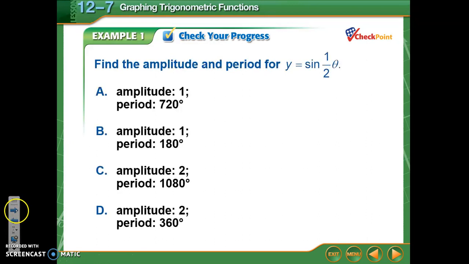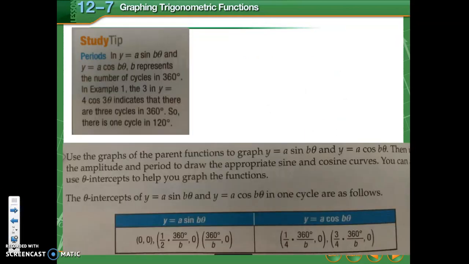So you guys try that same idea here. All right, your answer should have been A. Again, my A value is 1 here, so the amplitude is 1. My period comes from doing 360 degrees divided by 1/2, which is the same as 360 degrees times 2, so a period of 720 degrees.